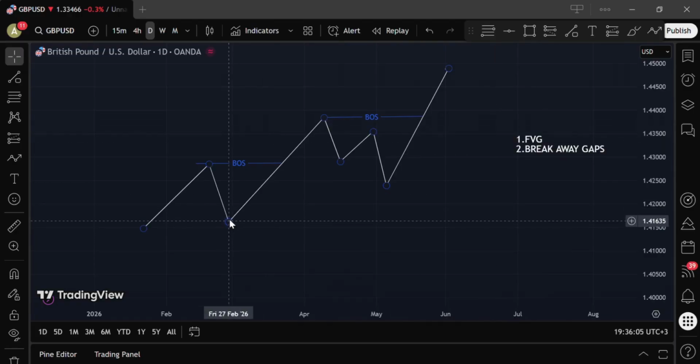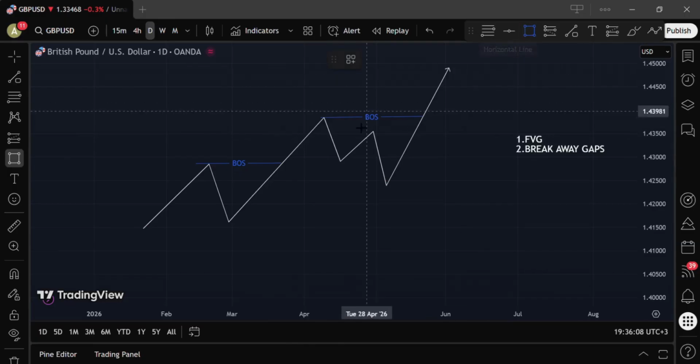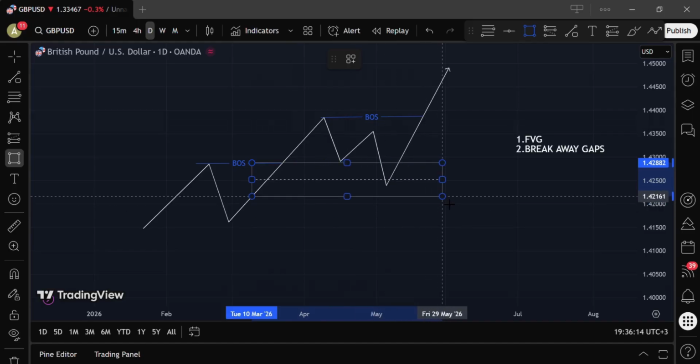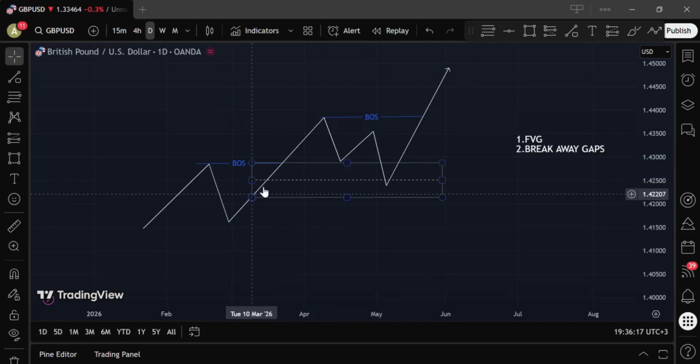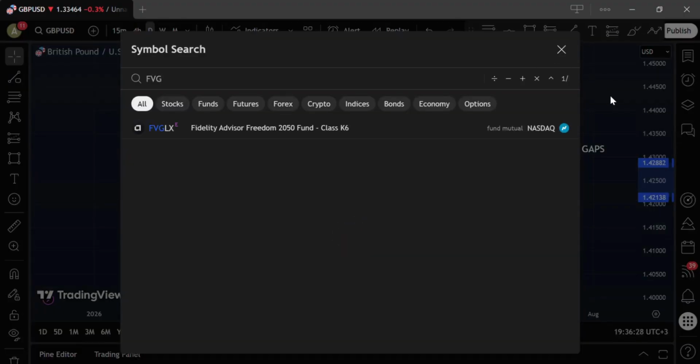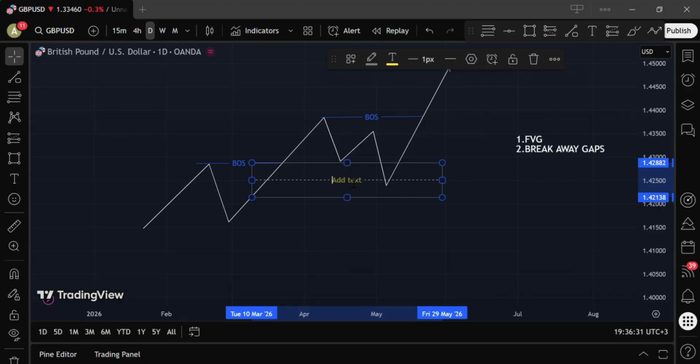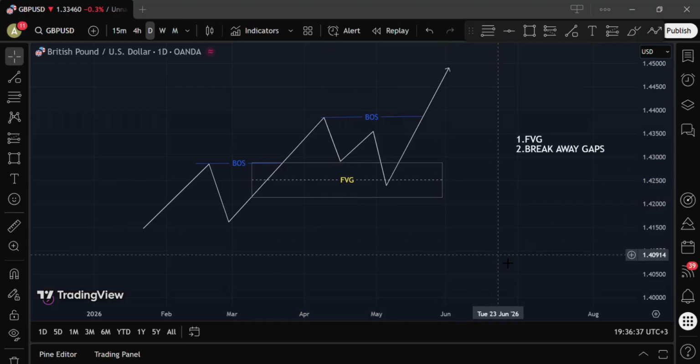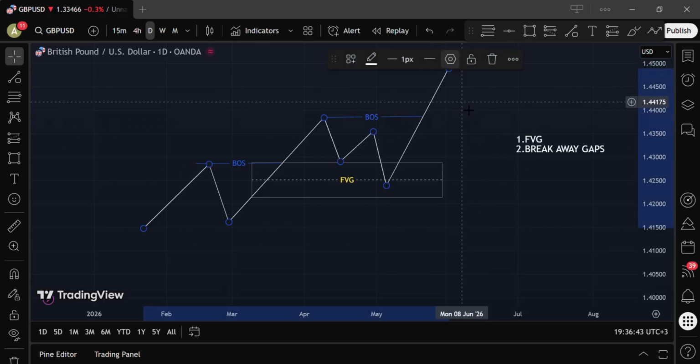So for example here, let's say we have an imbalance here, something like this. The market moved from here to here and then it came back to retrace inside the imbalance, which is the fair value gap. This is a fair value gap, and then it continues with the direction where it was going. The same thing, it will reach here and then come back again to retrace somewhere here and then continue with the bias.